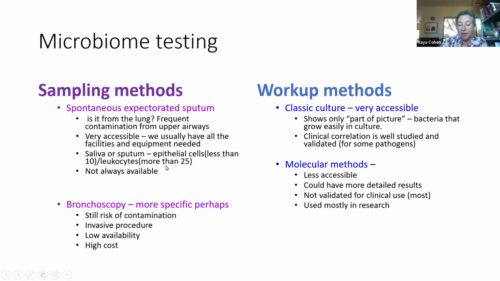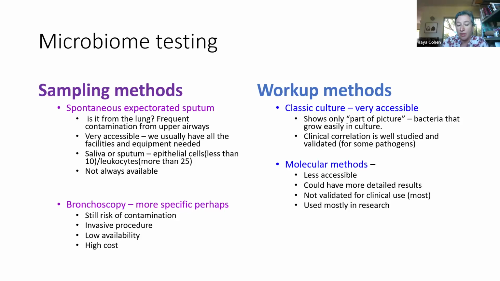So many times the lab returns us the answer of how many epithelial cells and how many leukocytes are there. So we can see if it looks more like saliva with more than 10 epithelial cells, or more like sputum with fewer epithelial cells and more leukocytes. So that's one problem. And another is that many of our patients don't have sputum to expectorate. They just can't do it. And then it's difficult to sample.